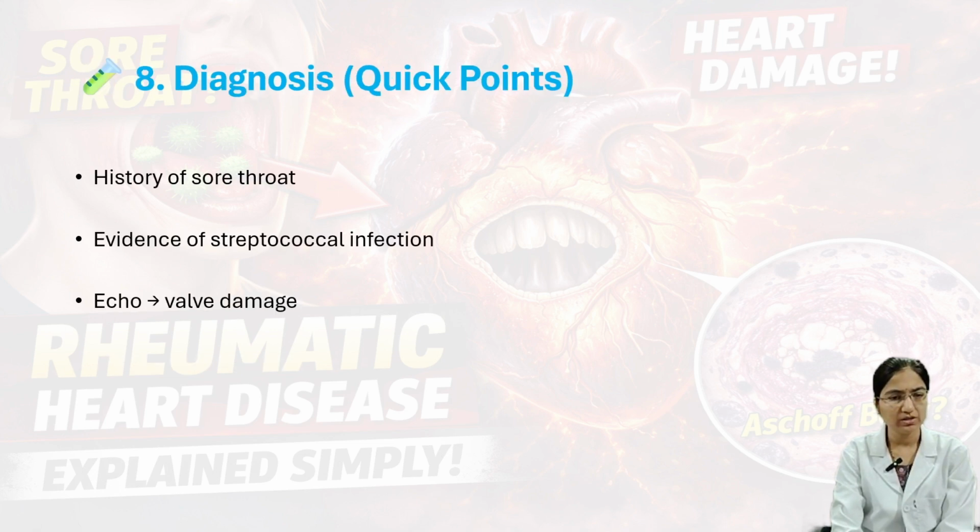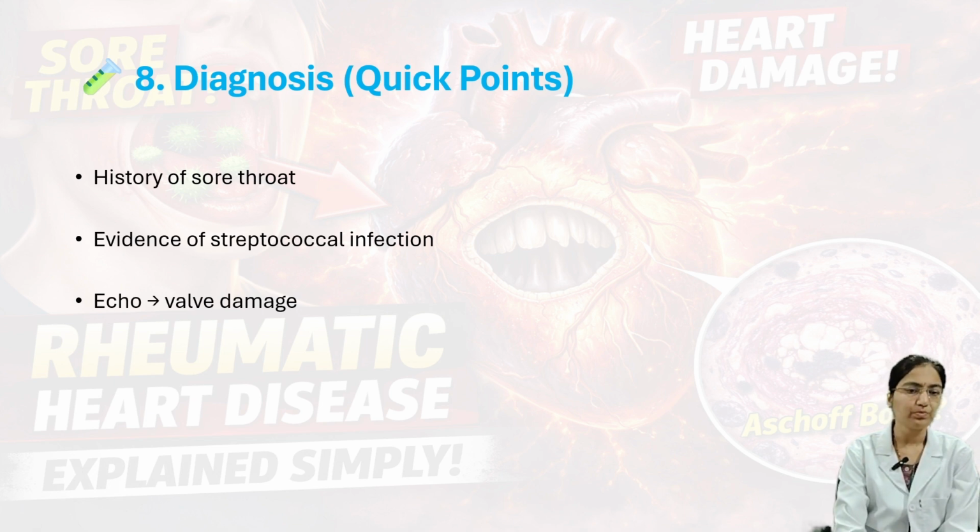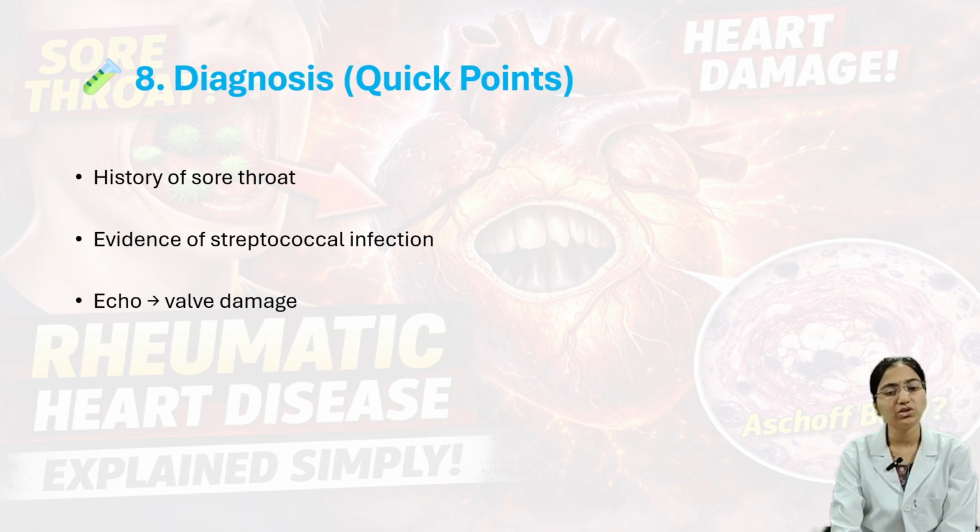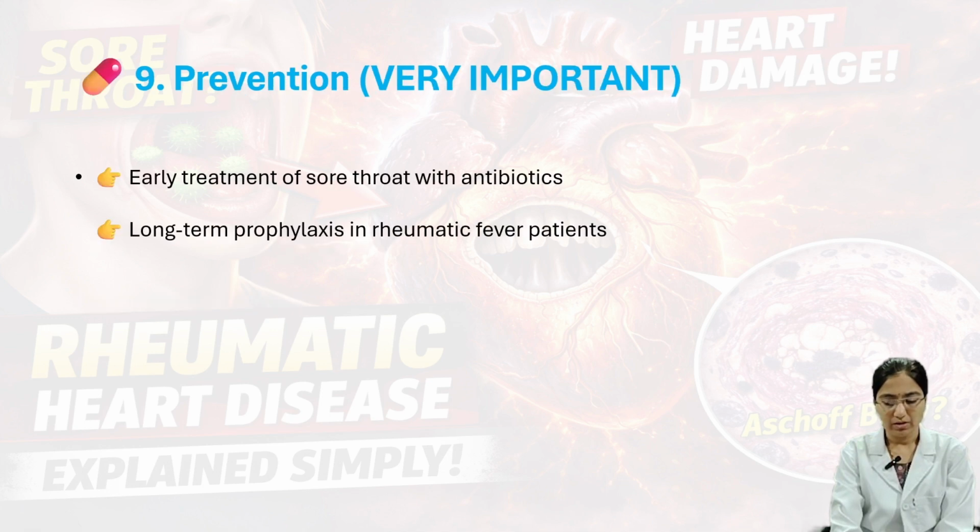And then next we'll see diagnosis here. Here we need to collect history of sore throat, and then evidence of streptococcal infection, and then echo, that is valve damage. Next we'll see prevention. A very important part of this is early treatment of sore throat with antibiotics, and then long-term prophylaxis is needed in rheumatic fever patients. This is all about prevention.